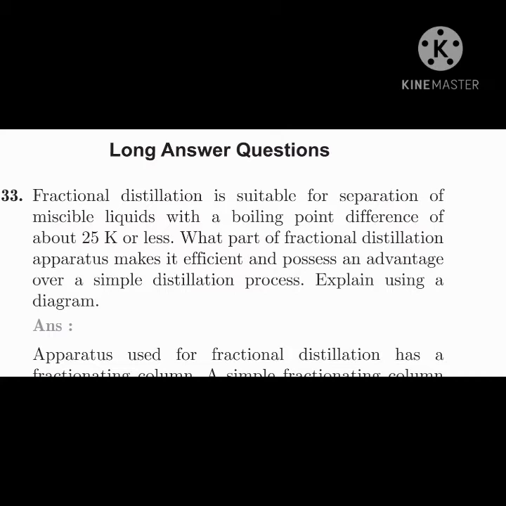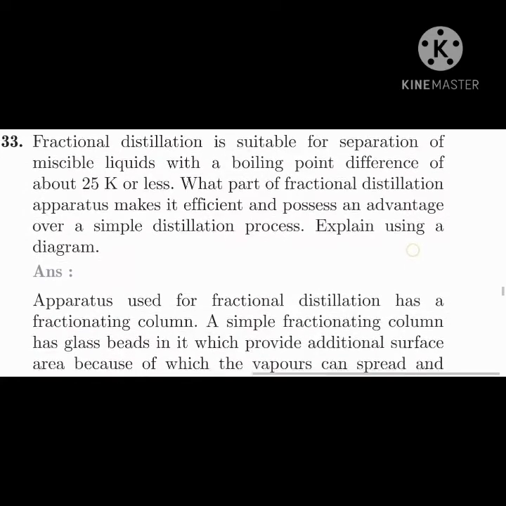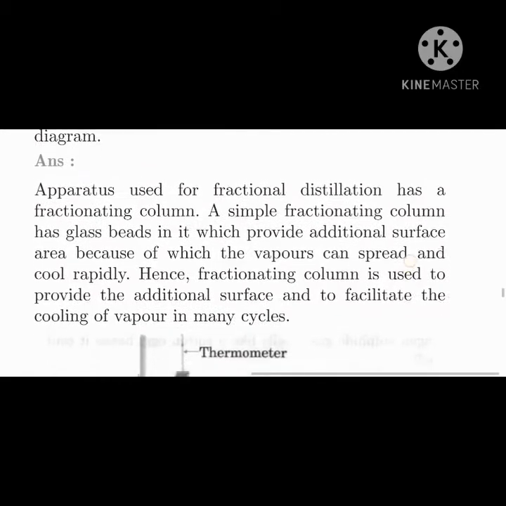Fractional distillation is suitable for separation of miscible liquids with a boiling point difference of about 25 Kelvin or less. What part of fractional distillation apparatus makes it efficient and gives it an advantage over a simple distillation process? Explain using a diagram. So here you are going to explain this answer with the diagram of distillation.